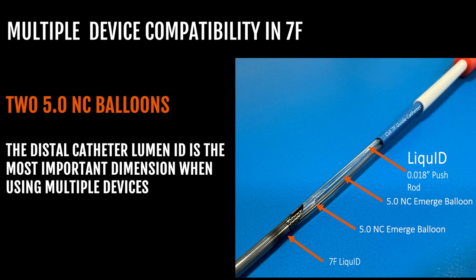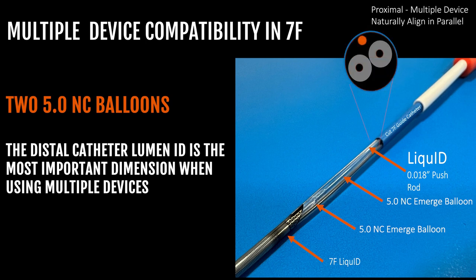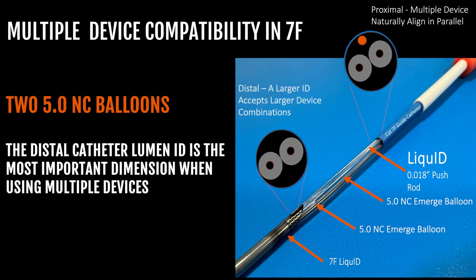We now have multiple devices aligning across the diameter shown in the earlier slides. In this situation, the push rod isn't part of the dimensional consideration of what fits in the distal segment. The extra space, the 071 at the distal end of the LiquID, however, allows the two devices to fit.